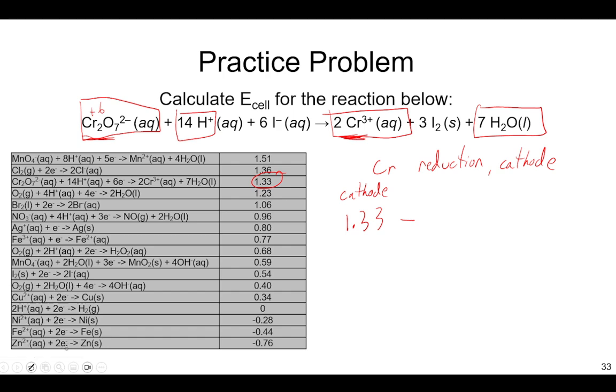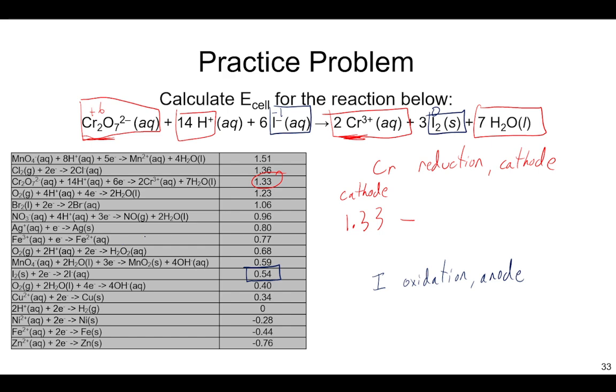Then I can look to my reaction and identify, okay, well, I minus is going from -1 to 0. So that's losing electrons, that's oxidation. So that's the anode. And so I want to come to the table and find I minuses and I2s. That corresponds to this value.